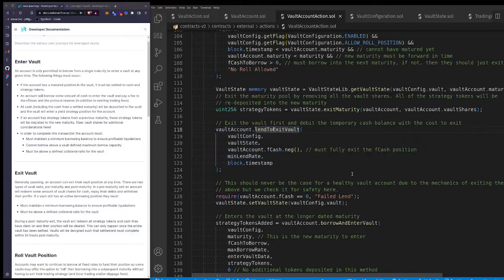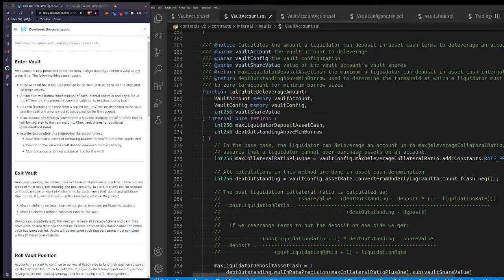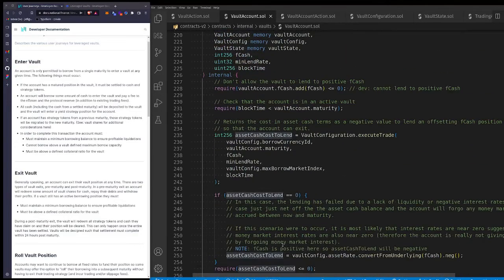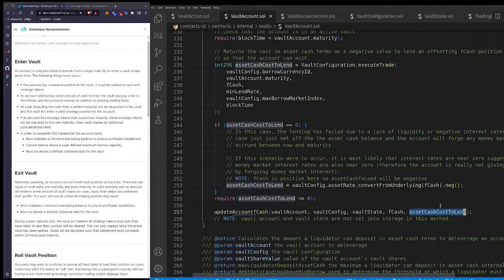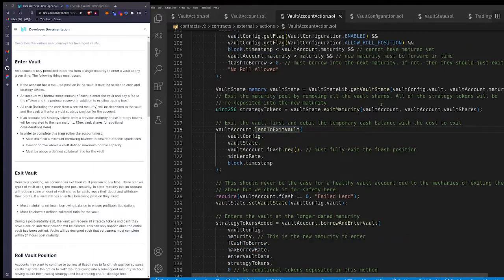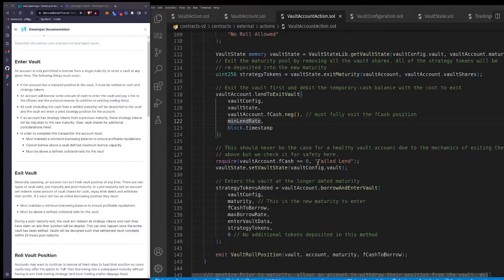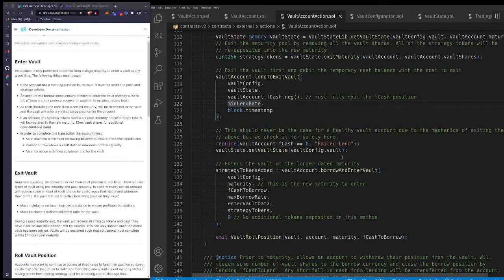And what the account is going to do is incur a negative cash balance on their temporary cash balance. So we're going to put the costs to lend and debit that from their cash balance, so any asset cash held in the current maturity will be used to net off against that. However, generally speaking, the account is going to have a large negative cash balance here, and the way that they'll repay that is by borrowing from the longer dated maturity.